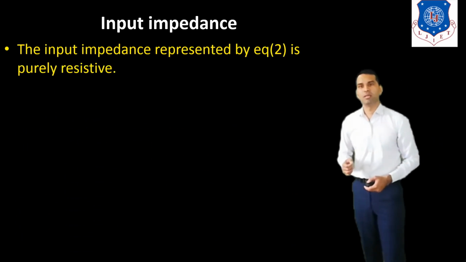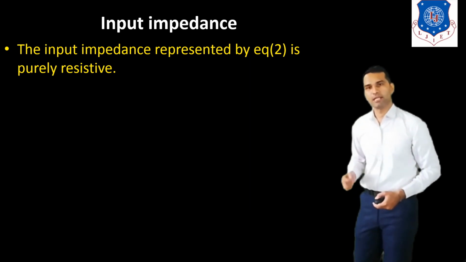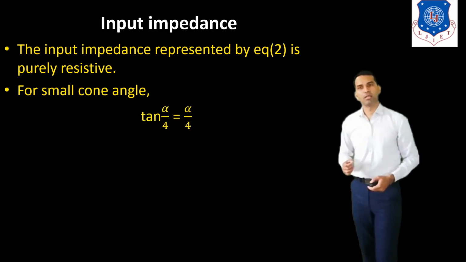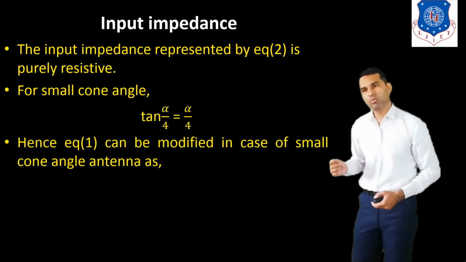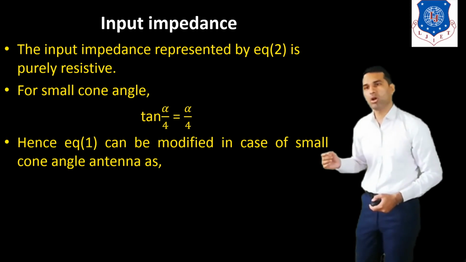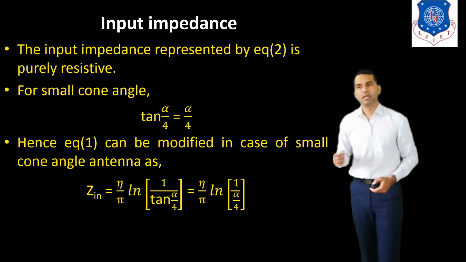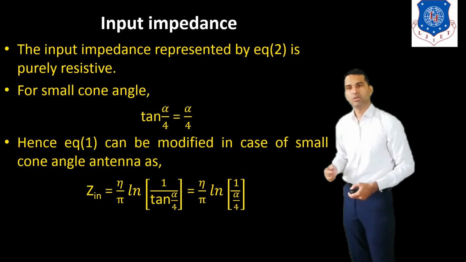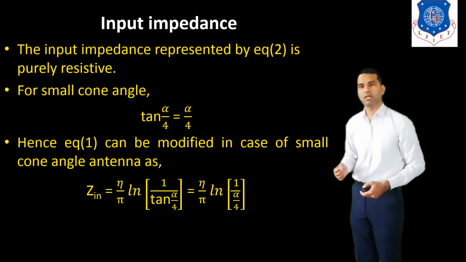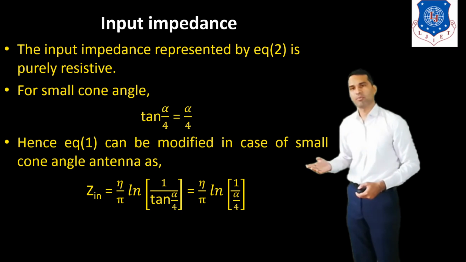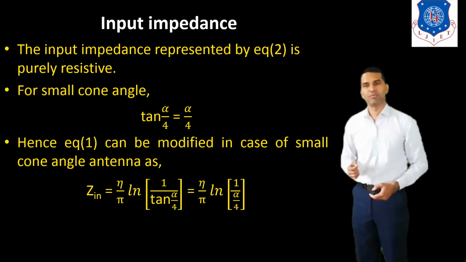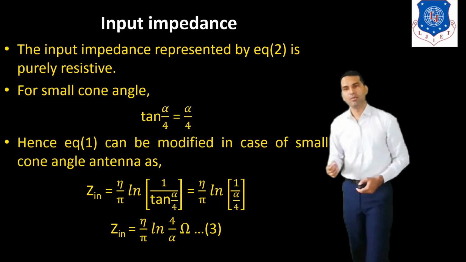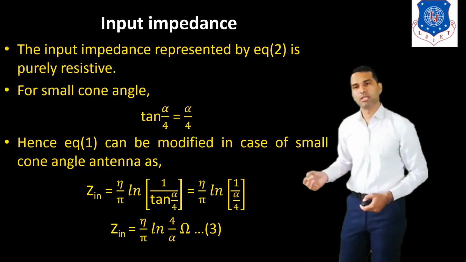The input impedance represented by equation number 2 is purely resistive. For a small cone angle, tan alpha by 4 equals alpha by 4. Hence, equation number 1 can be modified, in the case of a small cone angle antenna, as Zin equals eta by pi ln 1 upon tan alpha by 4. So we can also write this equation as eta by pi ln 1 upon alpha by 4. So we can write Zin equals eta by pi ln 4 by alpha, and the unit is ohm.